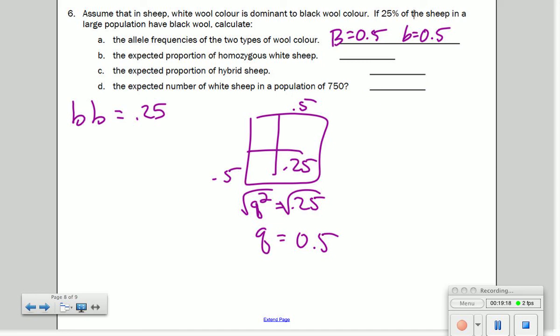Okay, looking at B, the expected proportion of homozygous white sheep. Okay, so this is 0.5, this is 0.5. Homozygous white sheep, I'll change my pens here.